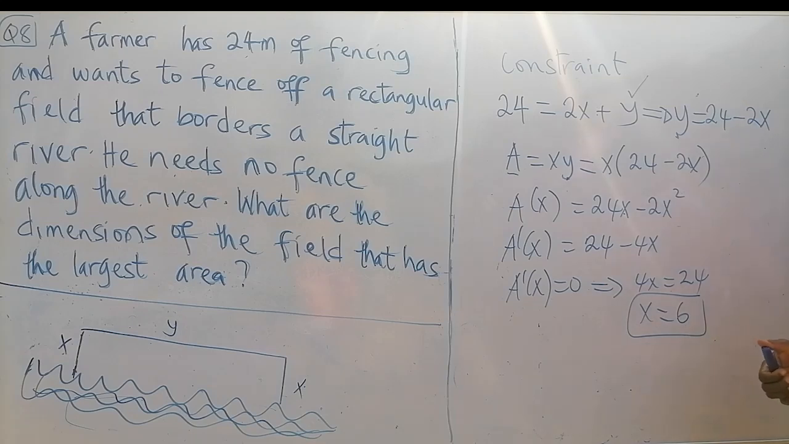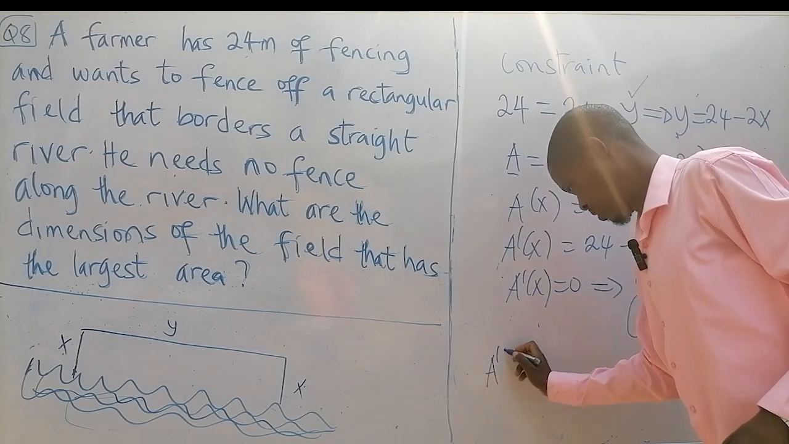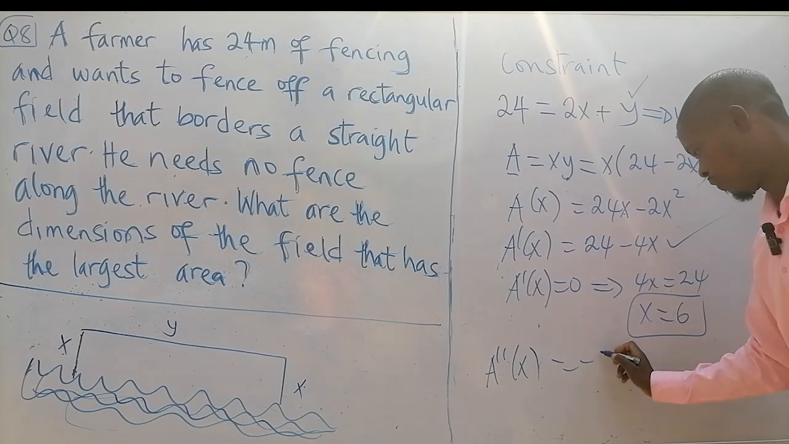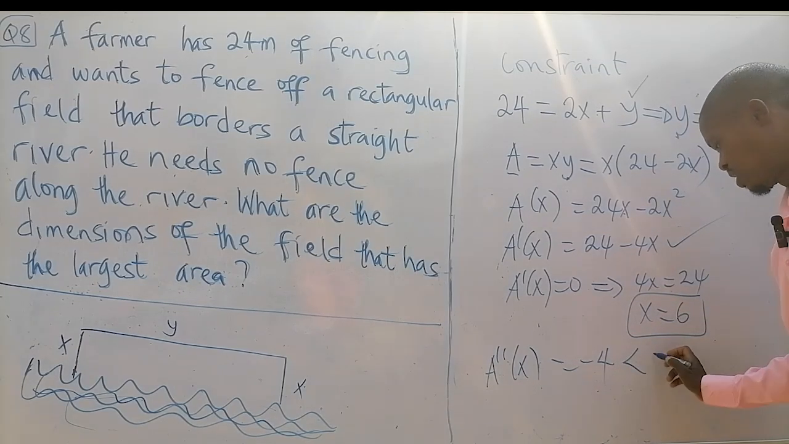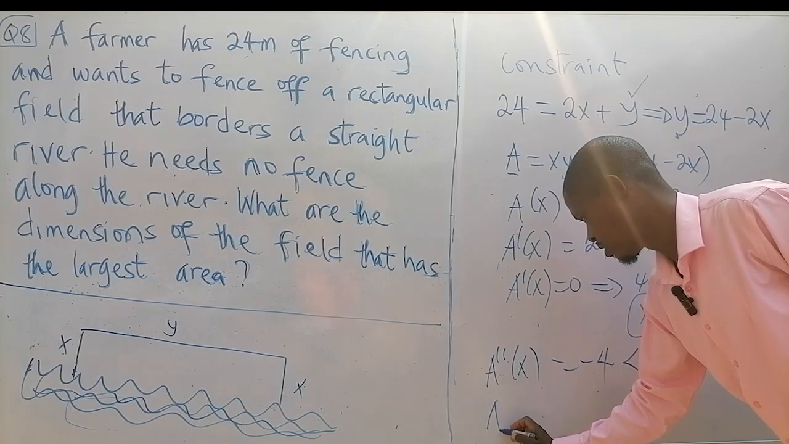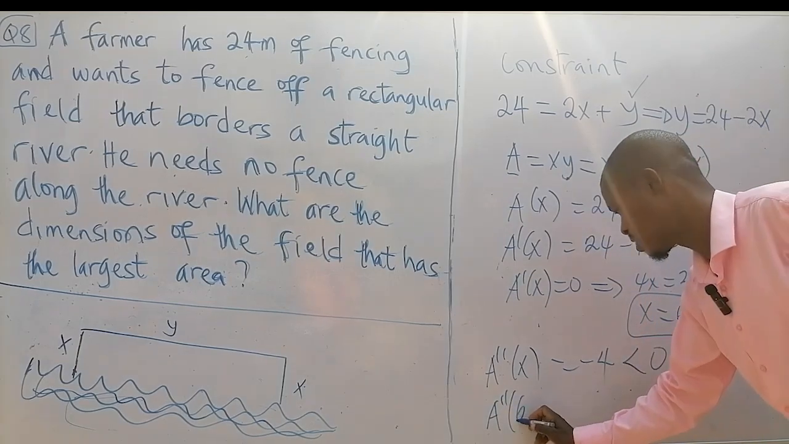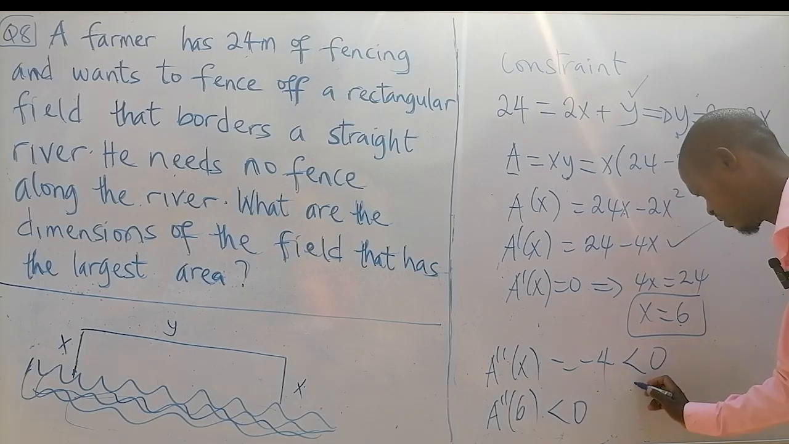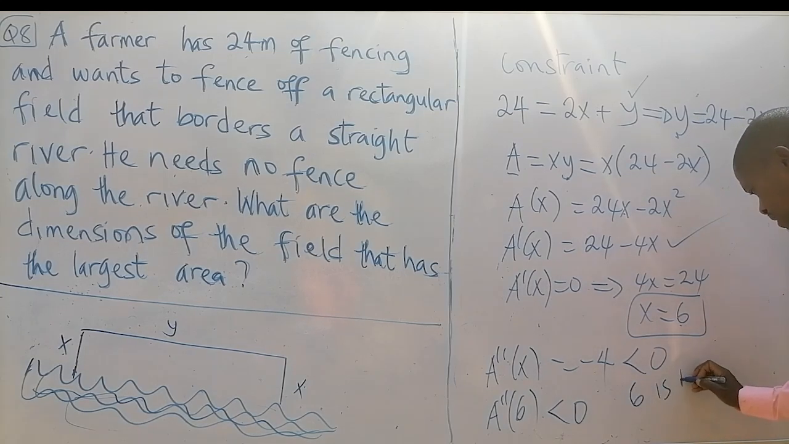Then we can get the second differential. The second differential will be minus 4, which is less than 0. So the second differential at the turning point is less than 0. That shows that 6 is a maximum point.